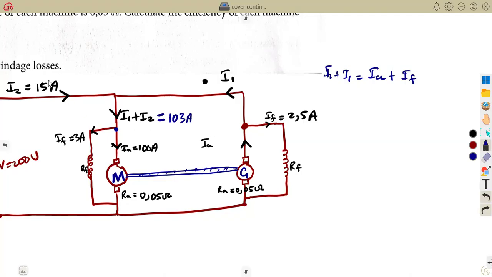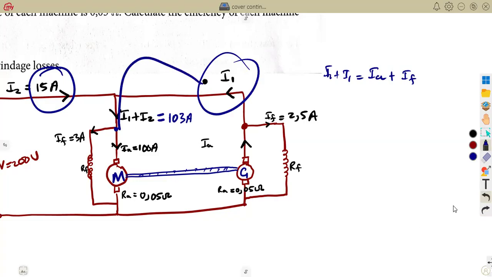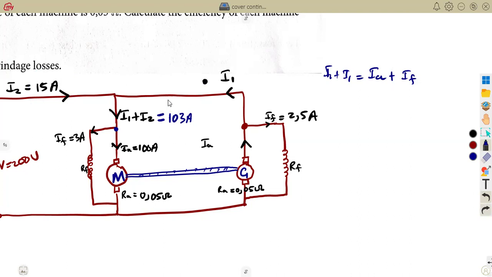Like I said, it depends. Sometimes they give you I2 and I1, and you work from there: they're entering here, you add them. So it depends. Here we have got 100. From here, we can find I1 because we can see that I2 is entering, flowing towards this junction. I1 is also flowing towards this junction.